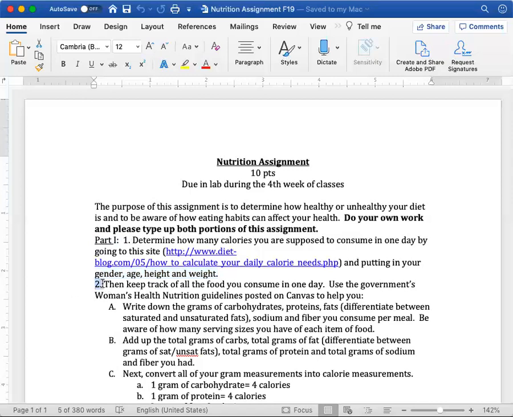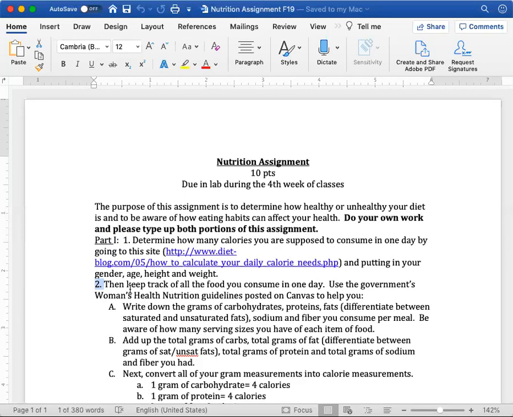Then the next step is track all of the food you consume in one day. This is hard for people a lot of the time. How do you track them? You are going to log, so keep a piece of paper with you and write down all the foods that you take in one day, so in a 24-hour period. This includes drinks, except for water. So food and drink, because if it's a Coke, then it has sugar in it. If it's a Diet Coke, it has sodium in it. So I want you to track those.